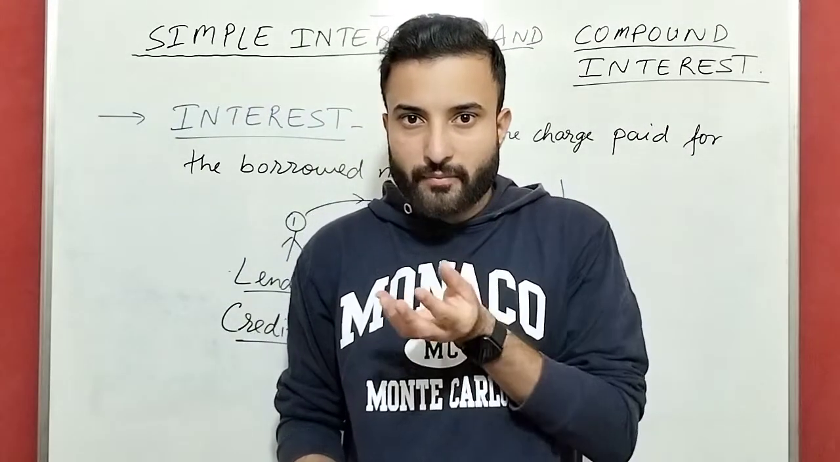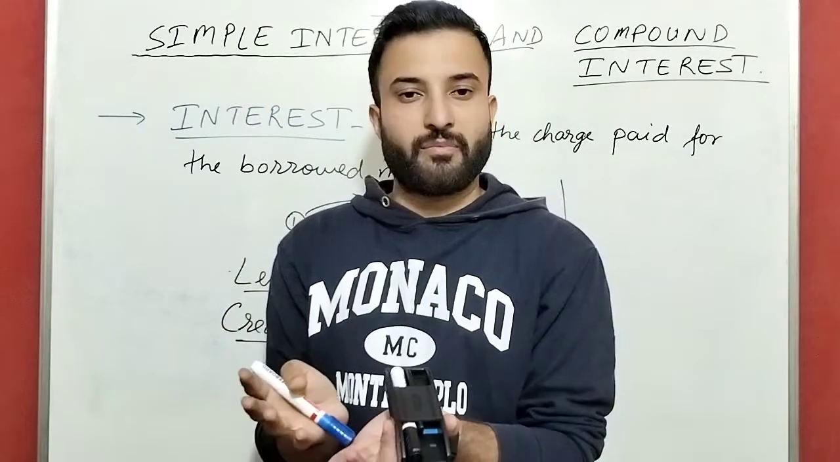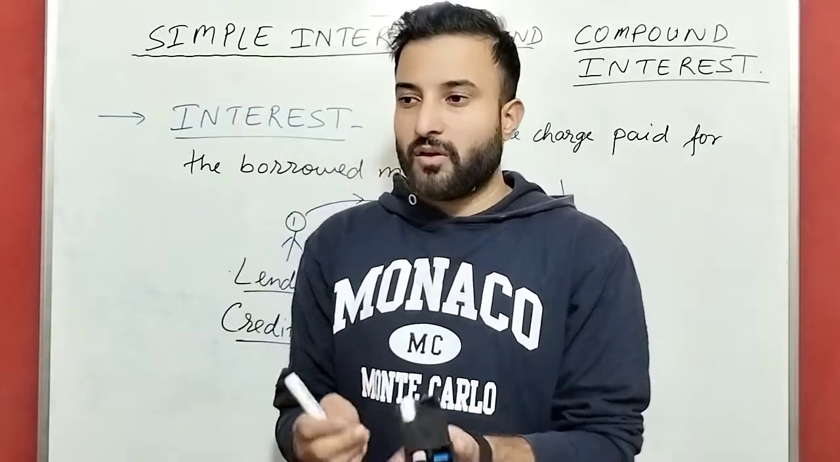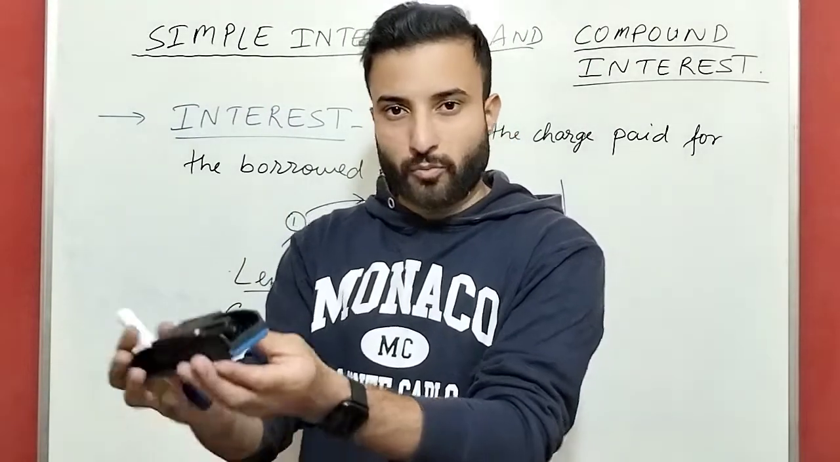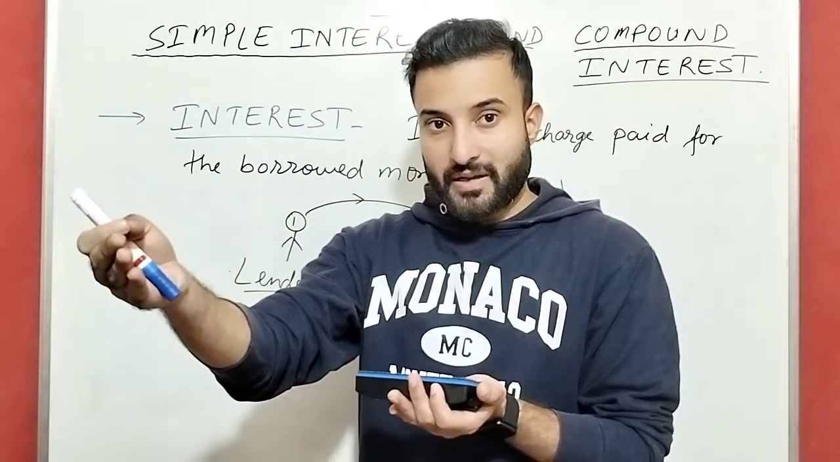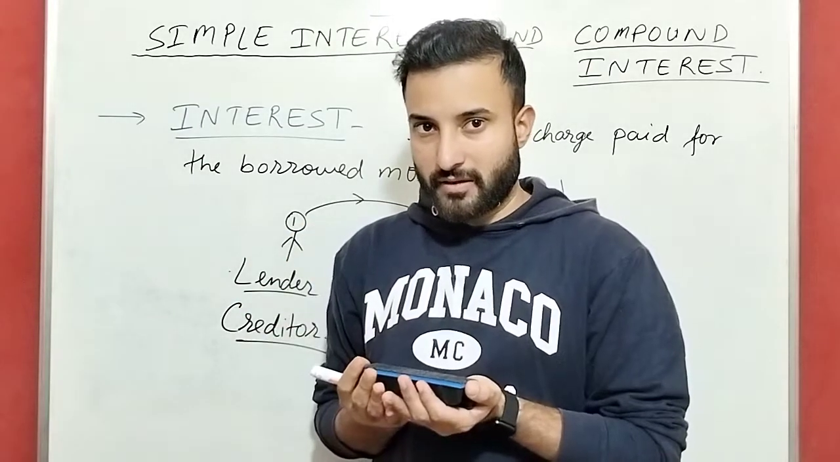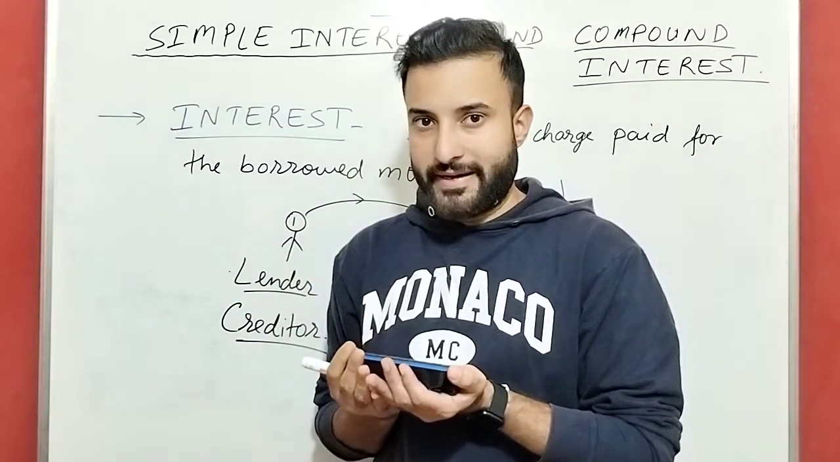Okay. So suppose I want 2 lakh rupees. I went to the bank and asked them to give me the 2 lakh rupees. The bank has given me the 2 lakh rupees, so I took the 2 lakh. Now, what is the bank? Lender or creditor, because the bank is giving and I am taking. So I will be the borrower or debtor.